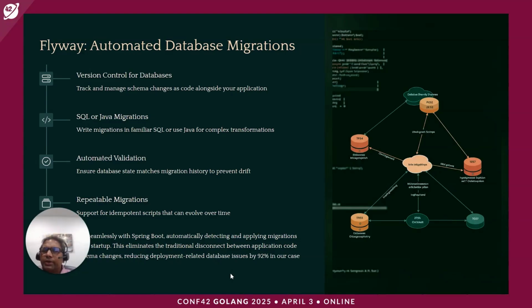Now, automated database migrations. Here we have version control for databases, where we can track and manage schema changes as code alongside your application. If you made any changes in the database, it will help you validate your database queries. And repeatable migrations: if you're writing many database scripts, it will help you on that. Spring Boot automatically detects and applies the migrations while starting the server, because this eliminates the traditional disconnect between the application code and the schema changes whenever you deploy the service.